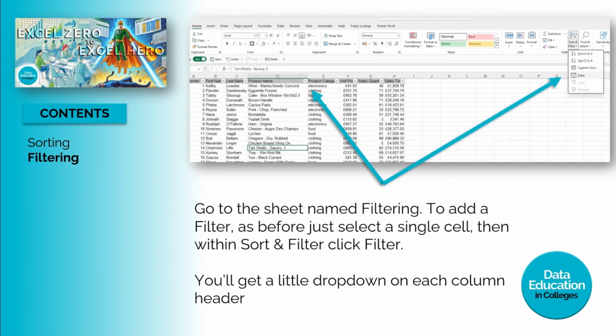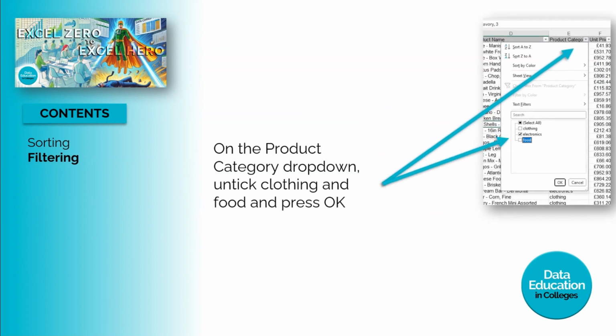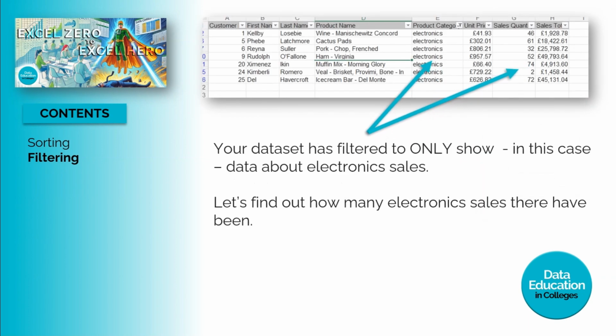Okay, go to the sheet called filtering. As before, just select a single cell, then along at the right, under Sort and Filter, click Filter, and you'll get these little drop downs. On the product category one, untick clothing and food, press OK, and you'll see the data set is filtered, in this case, to show only data about electronic sales. Let's add them up, shall we?